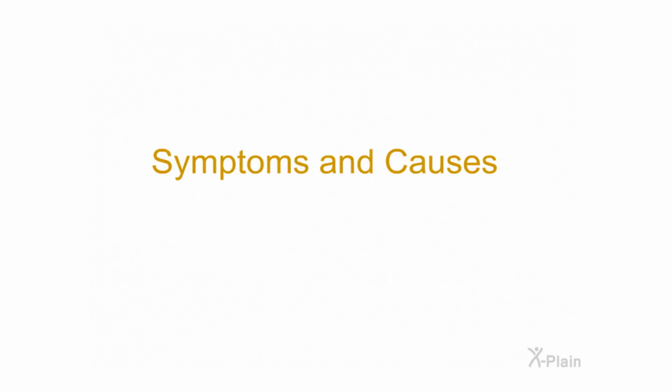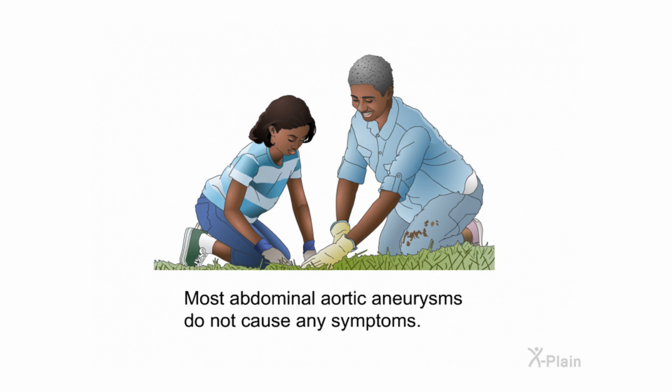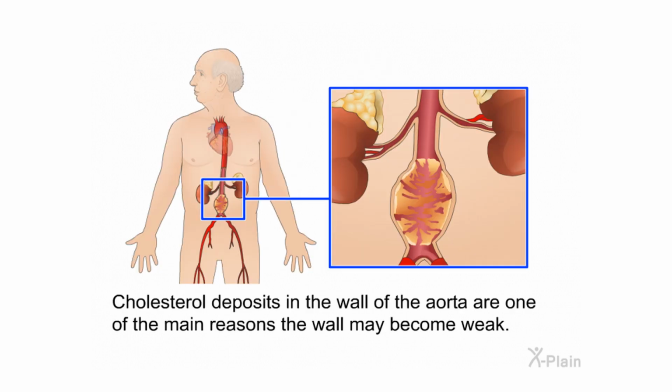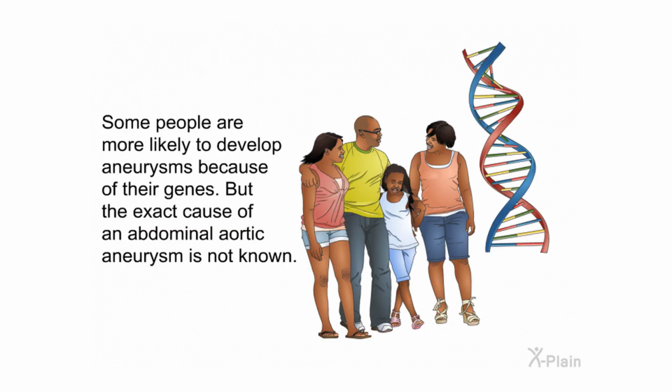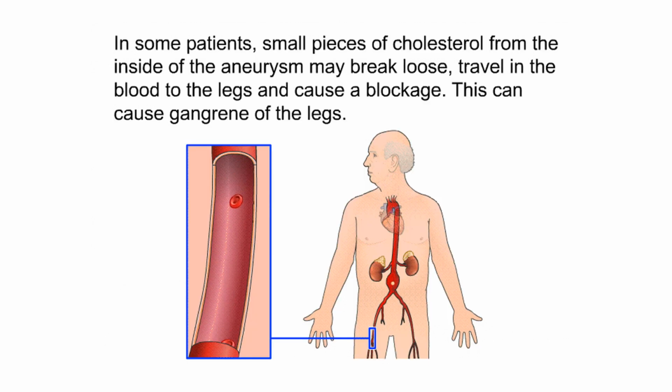Symptoms and causes. Most abdominal aortic aneurysms do not cause any symptoms. Cholesterol deposits in the wall of the aorta are one of the main reasons the wall may become weak. Some people are more likely to develop aneurysms because of their genes, but the exact cause of an abdominal aortic aneurysm is not known. In some patients, small pieces of cholesterol from the inside of the aneurysm may break loose, travel in the blood to the legs, and cause a blockage. This can cause gangrene of the legs.